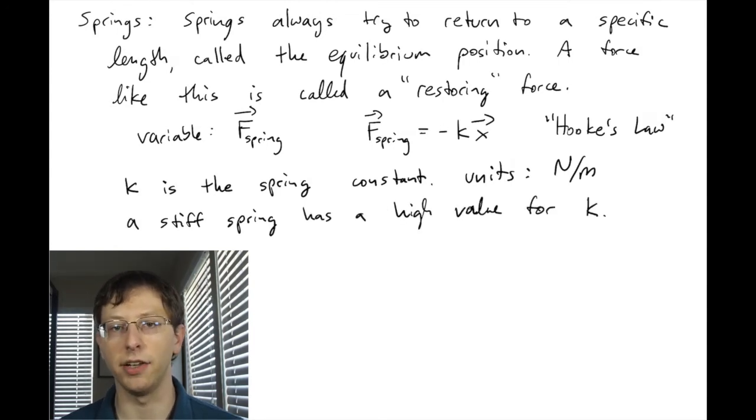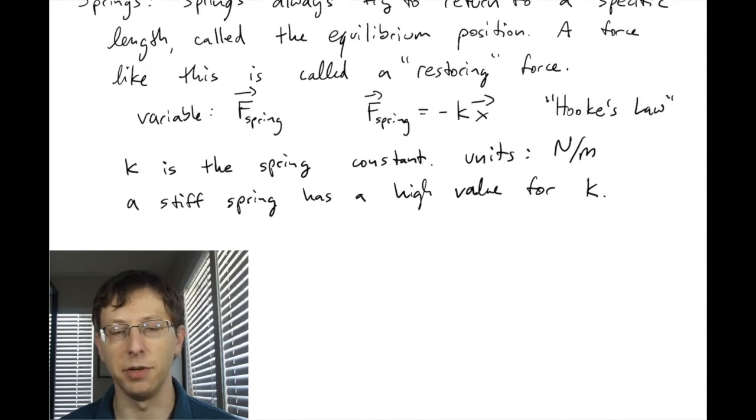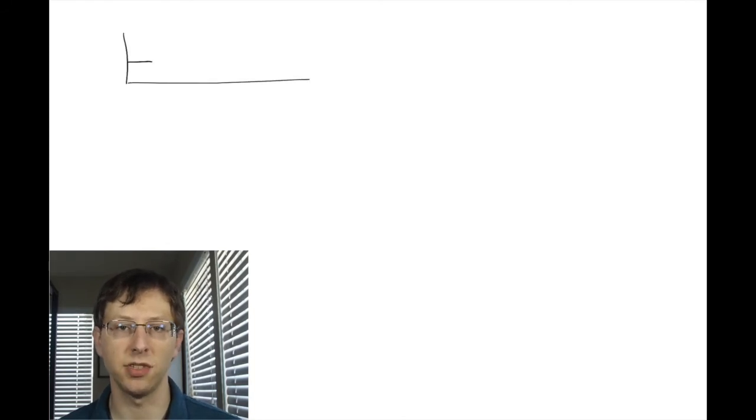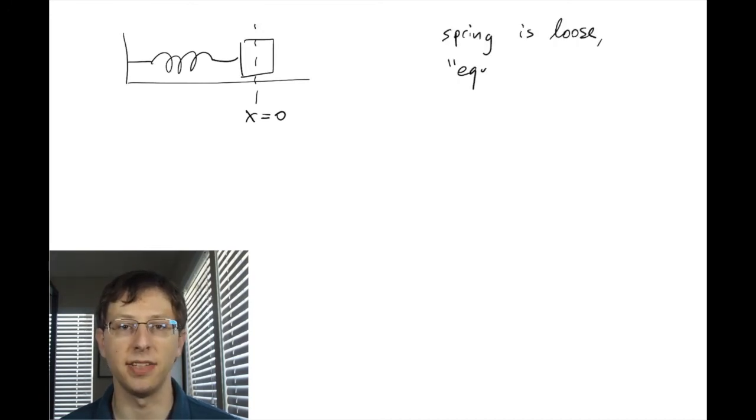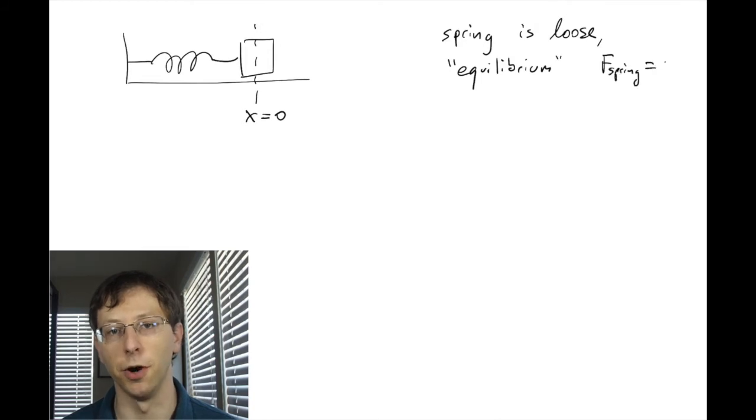To figure out what value you plug in for x, let me show you some diagrams. First, I'll draw a spring that is simply sitting there loose, and it has a box attached to it in this case. And when the spring is loose like this, it's at its equilibrium position. That means that it's at position x equals 0.